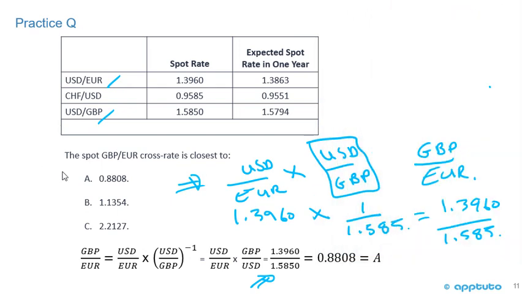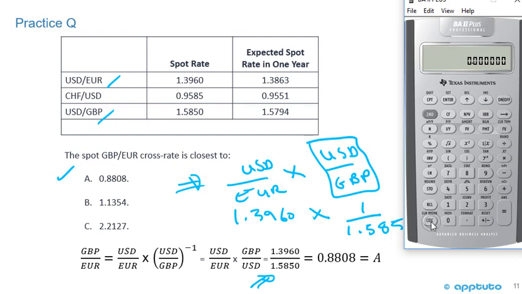So you can see that is indeed closest to A. But did you pick up on that shortcut? Some people that are very good at this would say, okay, wait a minute, I need to invert that rate. So it's just going to be 1.3960 divided by the 1.585, a bit of a shortcut, and you're going to get the same answer. So that's a nice little question.